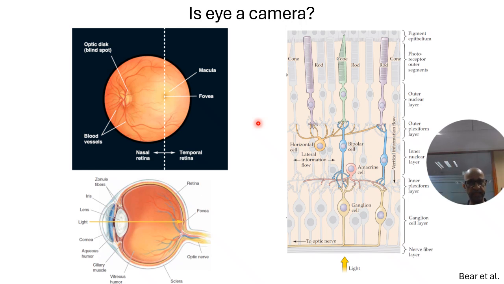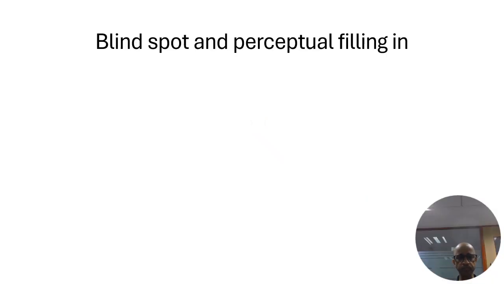You see the world as being a continuous existence. So what's going on here? Let's see what's going on here, right? Your eye is doing something called perceptual filling in. So let's see what that means, right?